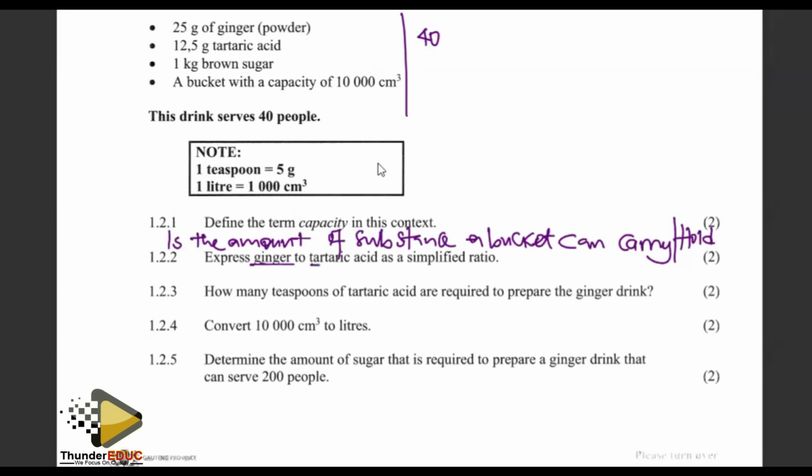express the ginger to tartaric acid as a ratio. So ginger, how much is it? It's 25. To tartaric, which is it? So we divide through by the smallest, which gave us 2:1. Simply meaning, for 2 grams of ginger, you have 1 gram of tartaric acid.